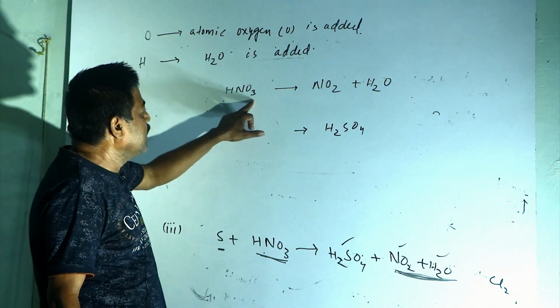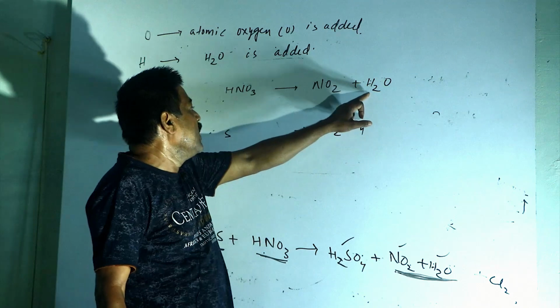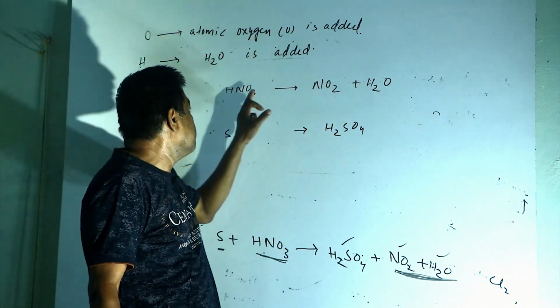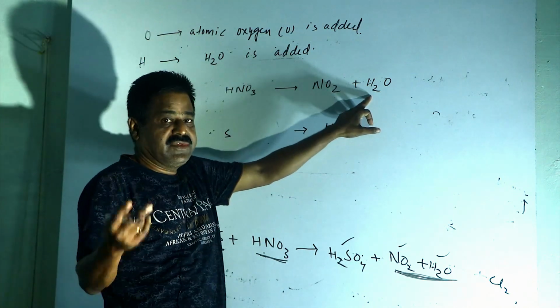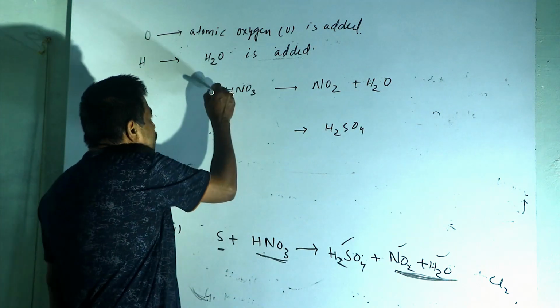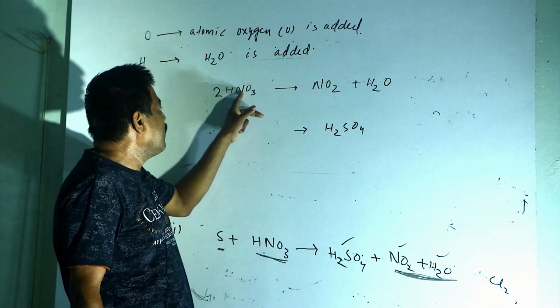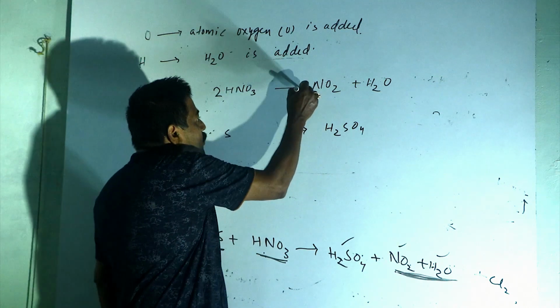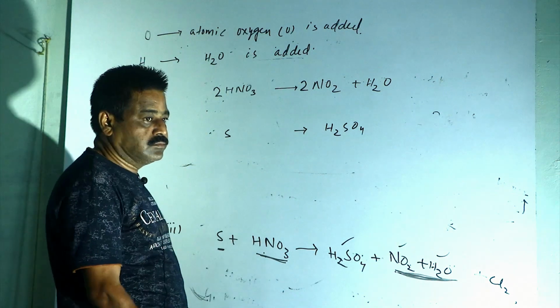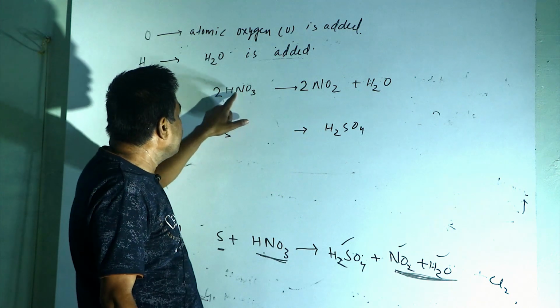Here HNO3 gives NO2 and H2. Here we have to balance hydrogen atom first because there are 2 hydrogen atoms. Then we put 2 so that hydrogen atoms become equal. Now for nitrogen to become equal, you have to give 2 here. Now nitrogen and hydrogen both are balanced.